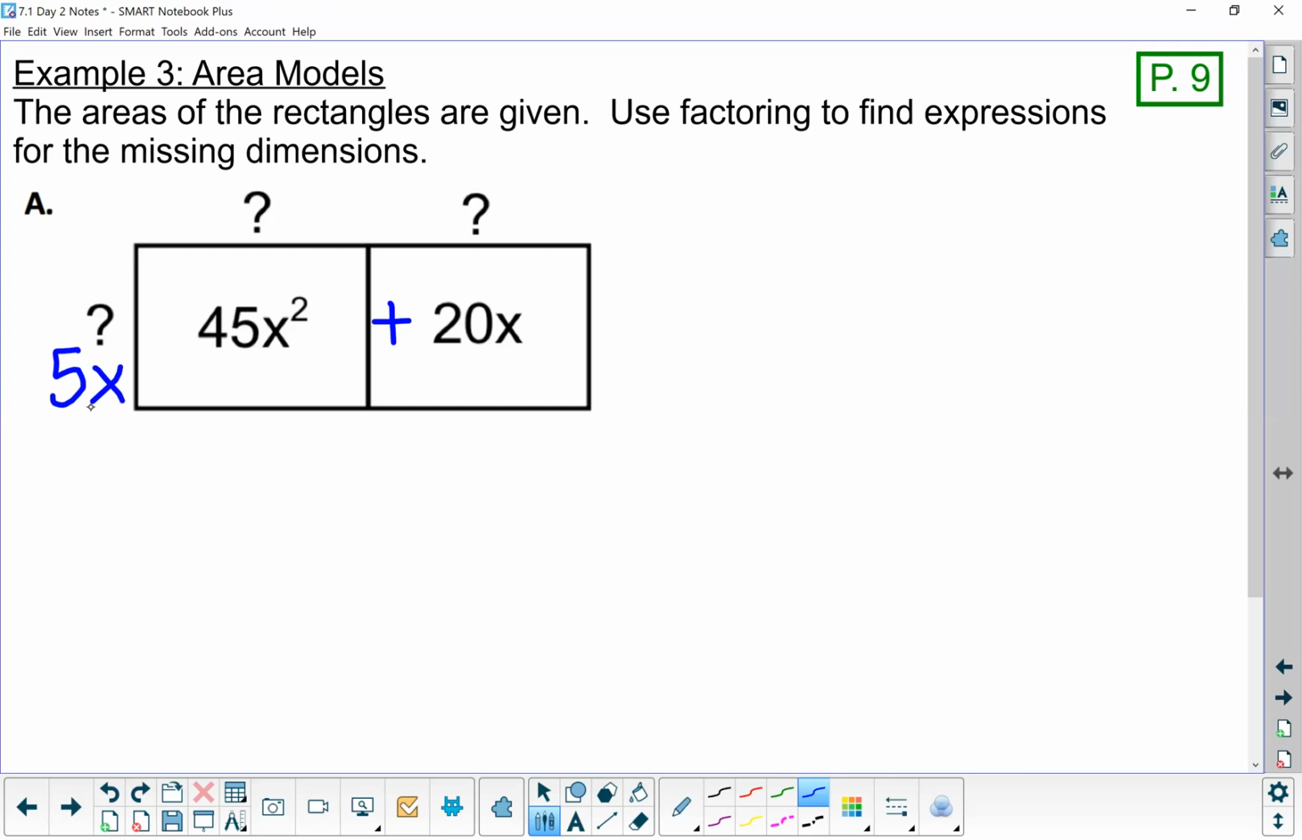So now I divide. 45 divided by 5, 9. I had x squared. I factored out an x. I'm left with x. 20 divided by 5. I had an x, but I factored it out.